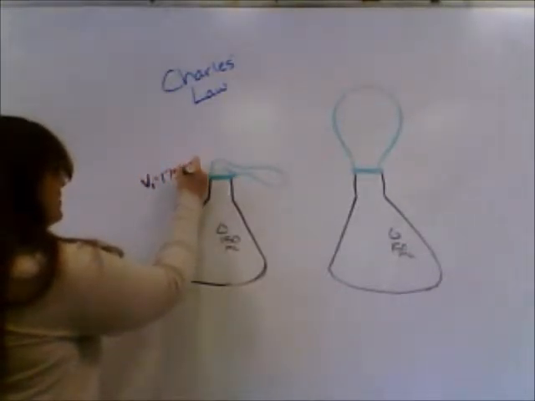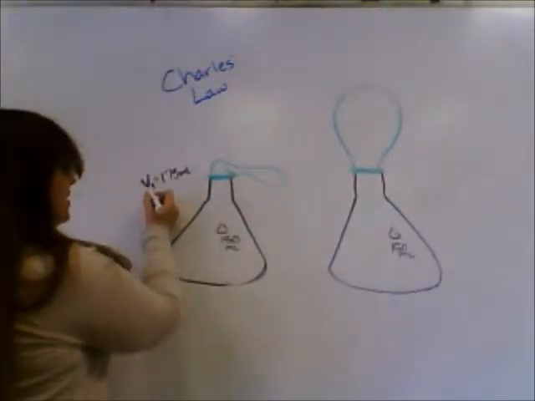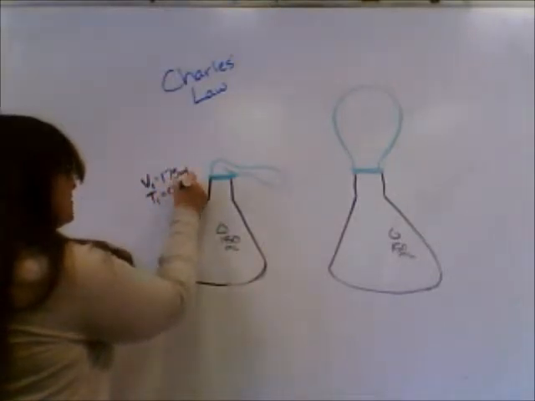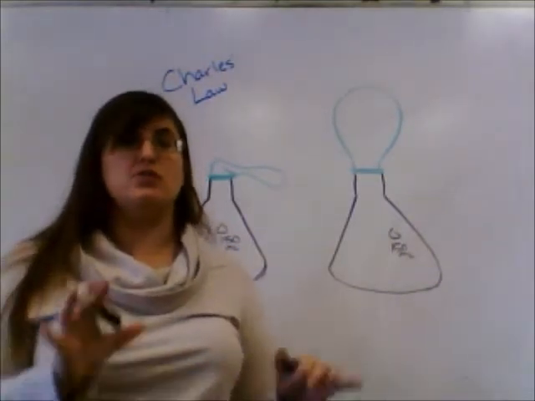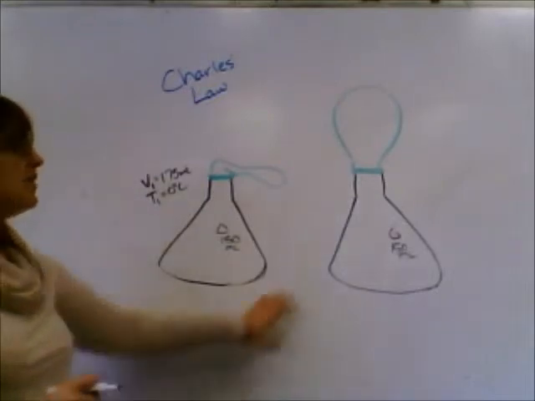175 milliliters. And we're going to say that we start with a temperature of 0 degrees Celsius. Pretty cold, right? 0 degrees Celsius, that's where water freezes, turns into ice. So pretty cold. Now what we're going to do is add some heat. We're going to heat up this gas.